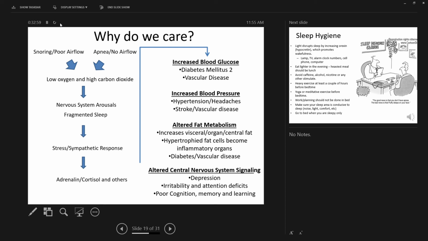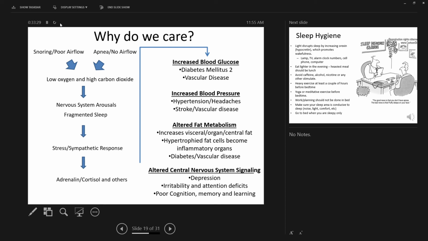This arousal is going to stimulate a sympathetic response, a stress response. And this is going to cause an increase in adrenaline, or what you guys know as epinephrine, and cortisol, among others. So if this is happening throughout the night, you can imagine somebody's trying to rest, they're experiencing a stress response, and they're having the sympathetic response increase these neuronal hormones that actually can cause changes in their metabolic health.